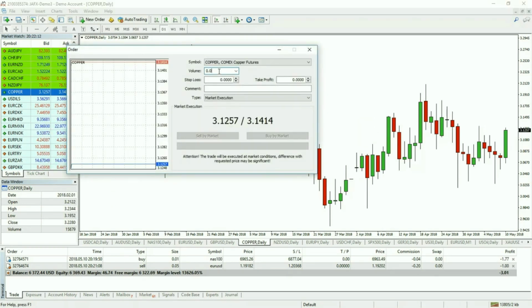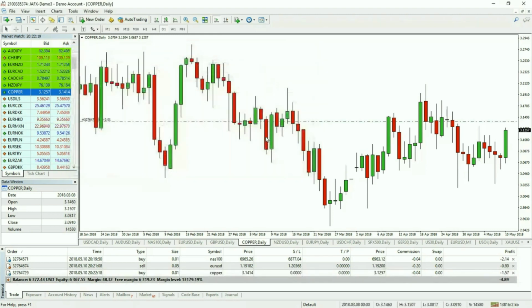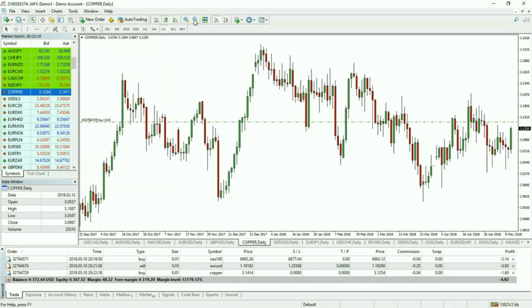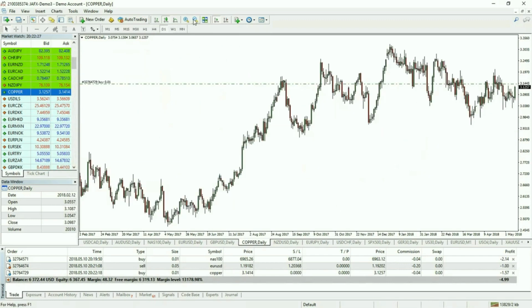I'm just choosing to buy 0.01 of COMEX copper futures. And again, I'll place my buy marker. There we can see we've just entered the trade, in terms of the large pip exposure to this trade. So effectively, looking to follow this momentum to the upside again.